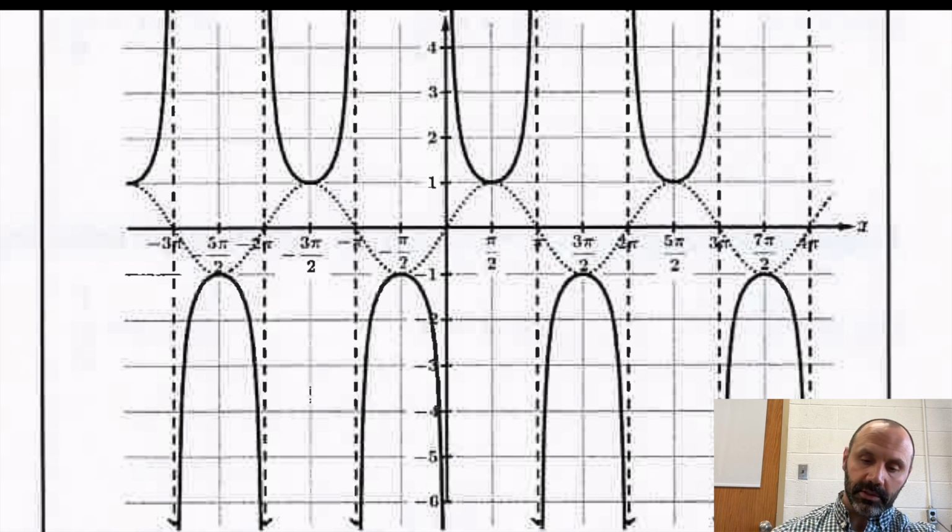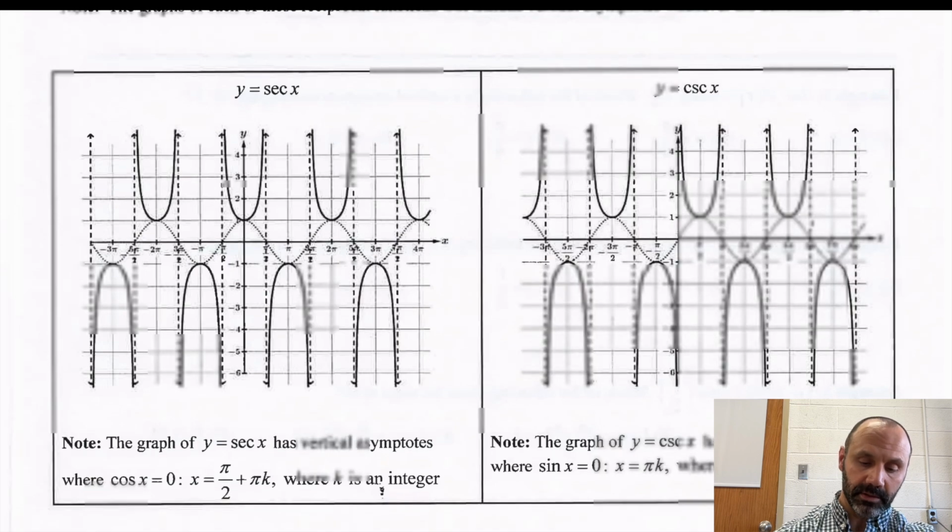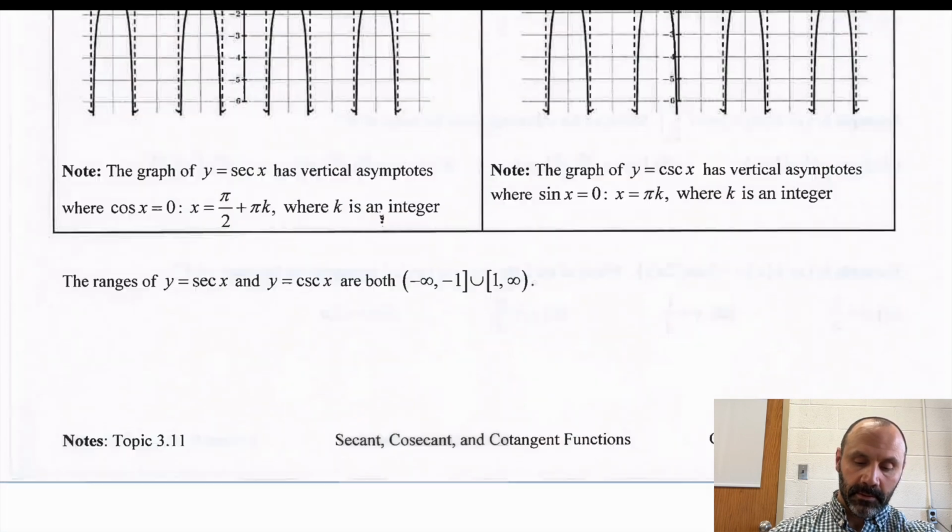Notice the range, there's nothing in the middle here, right? And so the range is from negative infinity to -1 and from 1 to infinity. The domain is horizontal, the range is the vertical. The outputs are restricted to being less than -1 or greater than +1 for both secant and cosecant.